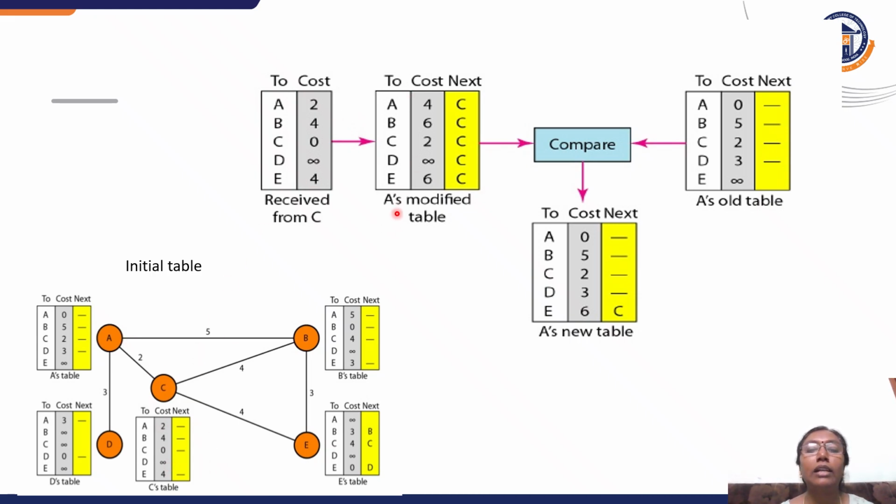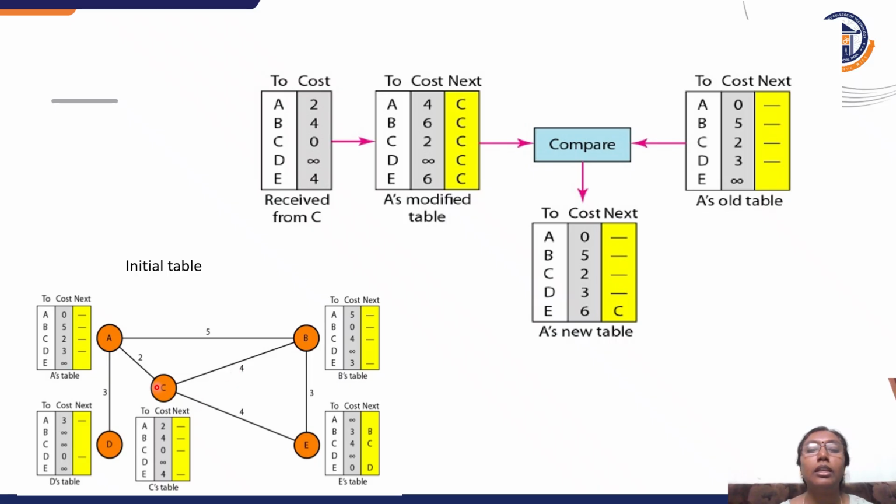So we are calculating A's modified table. A to A through C will be 4. A to C is 2, C to A is 2, so 2 plus 2 is 4. A to C through C is 4. A to B through C is 2 plus 4, which is equal to 6.